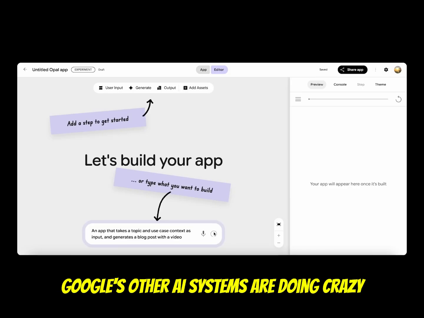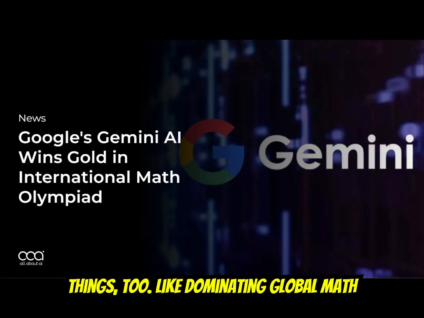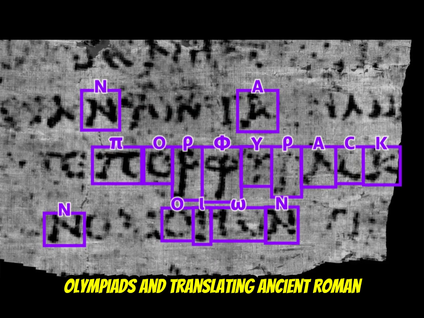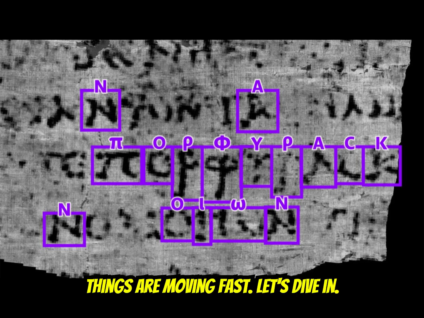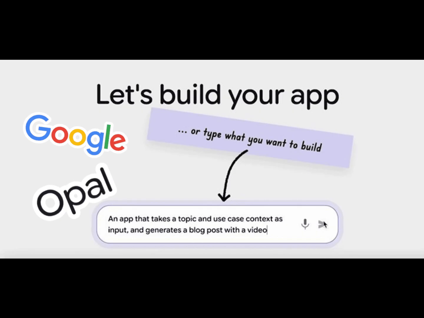Meanwhile, Google's other AI systems are doing crazy things too, like dominating global math Olympiads and translating ancient Roman stone carvings in seconds. Things are moving fast. Let's dive in. So, first up, Opal.